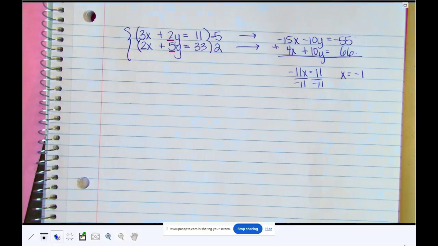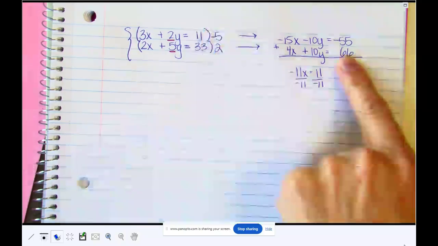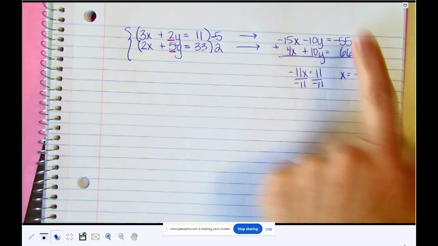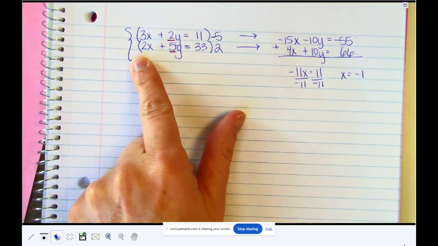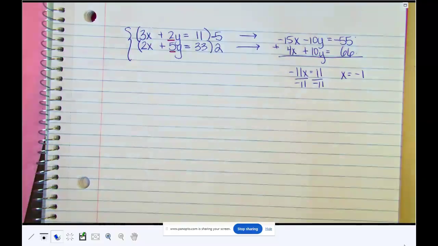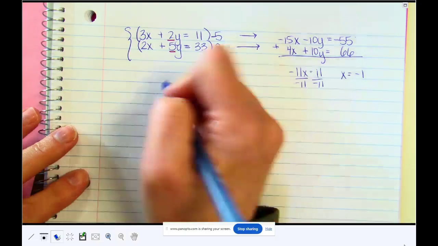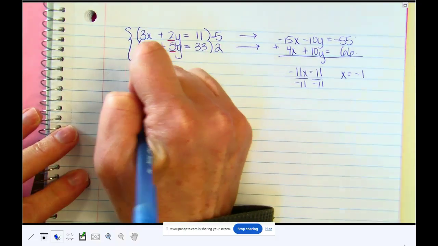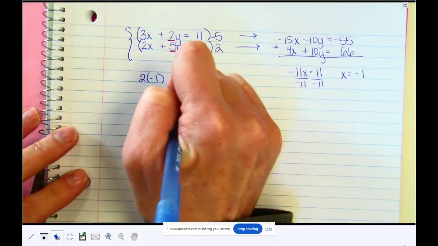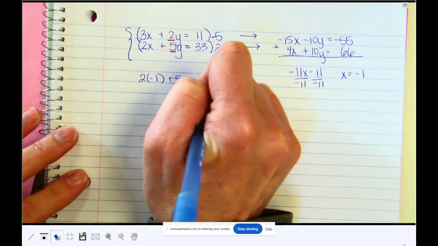Now, there's no advantage to any of those equations, but listen to me very carefully. Plug it into an original. Because as soon as we start multiplying things here, we can make mistakes. Plug it into the original. Check in the original. So we plug into the original, we check in the original. I'm going to put mine in the bottom. So I have 2 times -1 plus 5y equals 33.